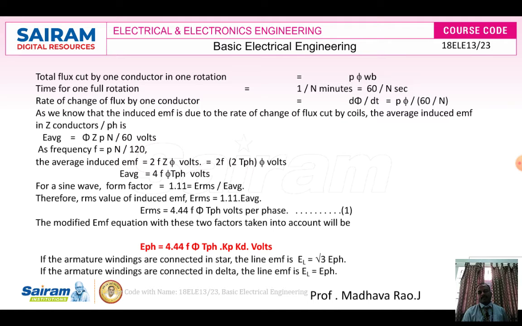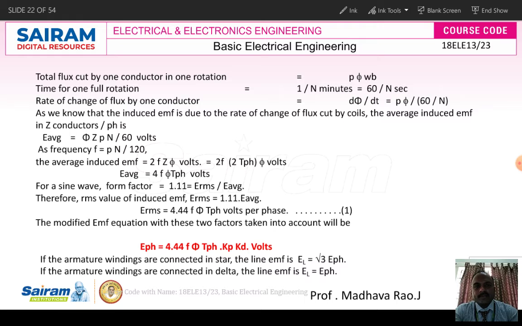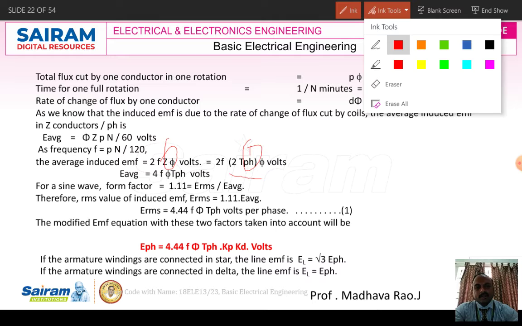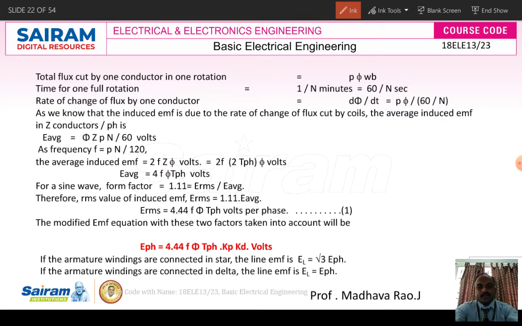Here we convert Z, the number of conductors, into turns per phase TPH, so Z becomes 2 TPH. Finally, what we get is E average equal to 4F phi TPH volts.